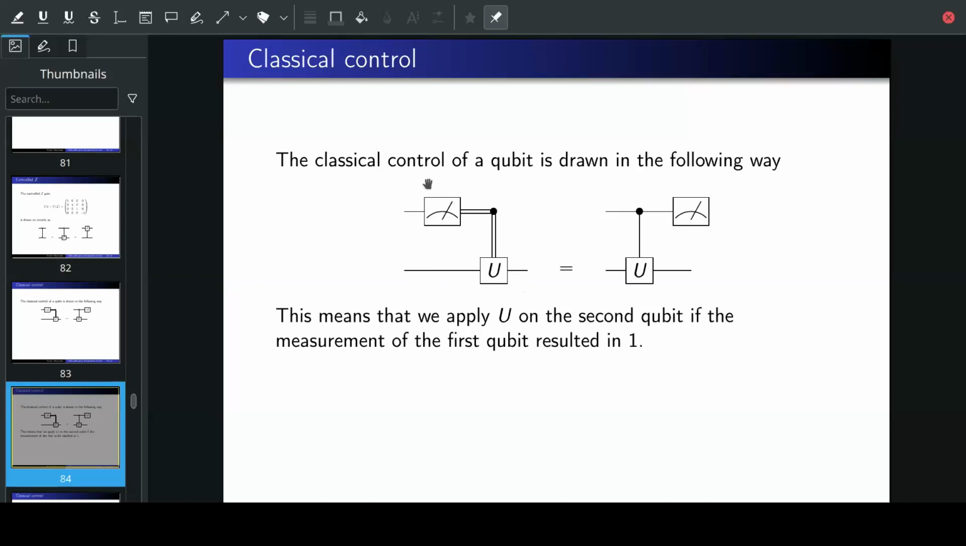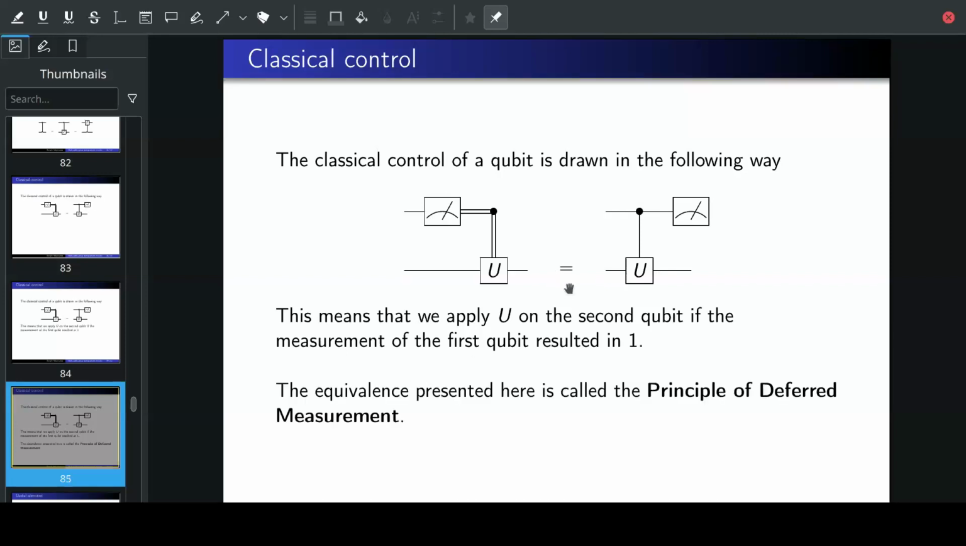But in fact, it can be proved that these two operations together are equivalent to this circuit. In this circuit, we at first apply the quantum controlled version of U, as I defined before, and only then perform a measurement. So they are actually equivalent. This is a very nice identity, and it has its own name. It's called the principle of deferred measurement.